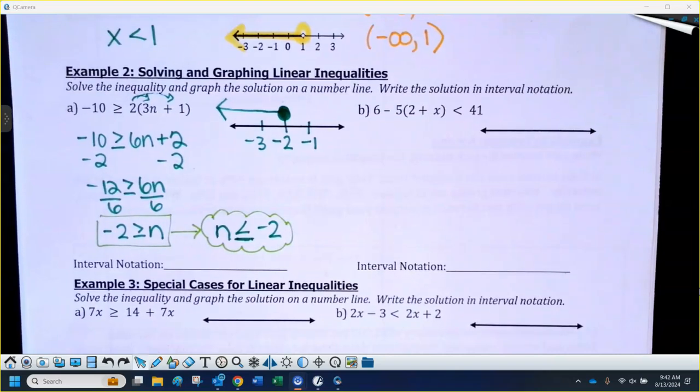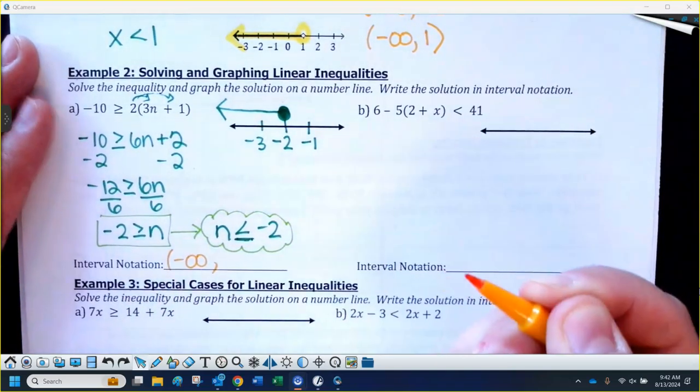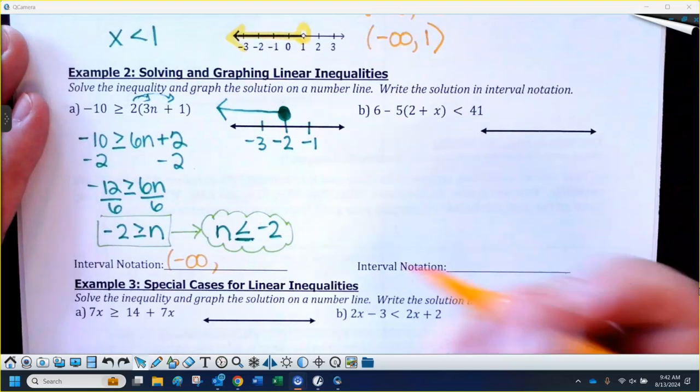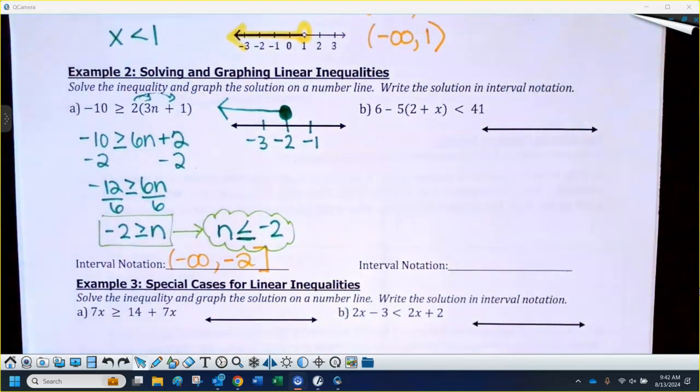Can anybody raise your hand and tell me what you would write for the interval notation for that one? What do you think? Perfect. So it's saying it could go to the left forever. Any number smaller than -2. So all the way to -infinity, and we would stop at -2. That's the biggest value we could have. Perfect.